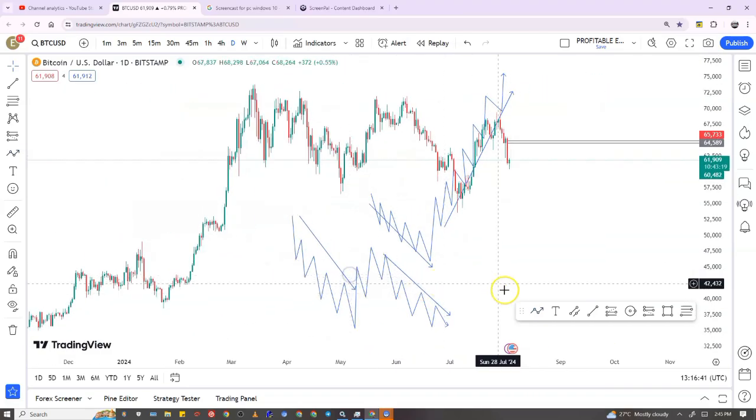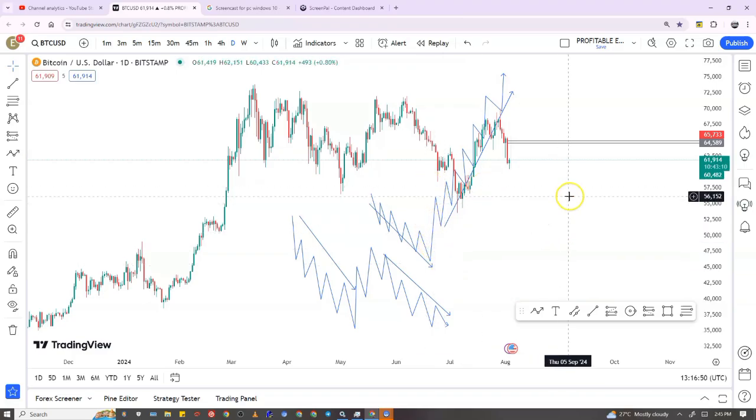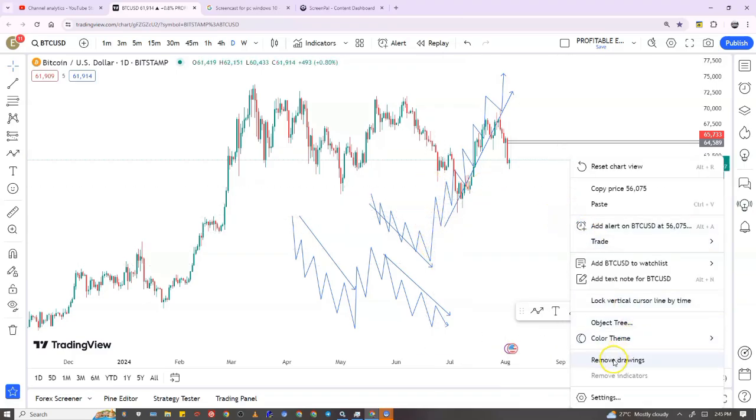So trading is all about observing. We react to the market. We don't just go and start buying or selling on our own. We only react to what the market is doing.